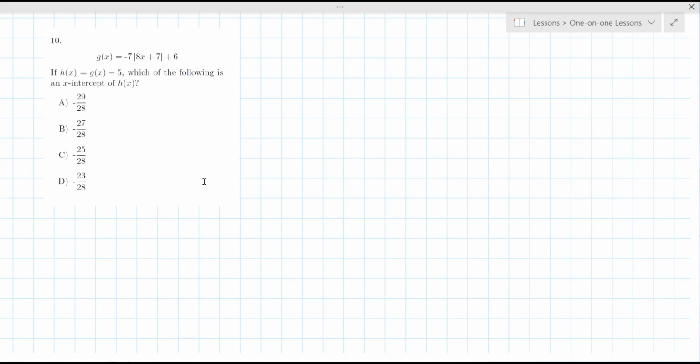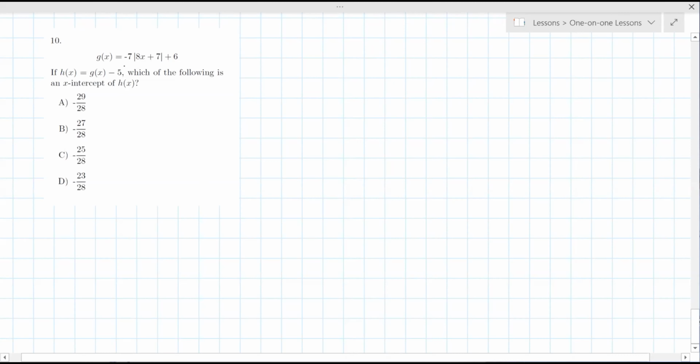So let's read this question. They give you an equation. So we've seen a couple of those. Sometimes they give you an equation at the top. I think sometimes it's below, but for my formatting, I chose to put it at the top. If h of x, so notice h of x is not what's there, is g of x minus 5. So I have to figure out what that means. Which of the following is the x-intercept of h of x?